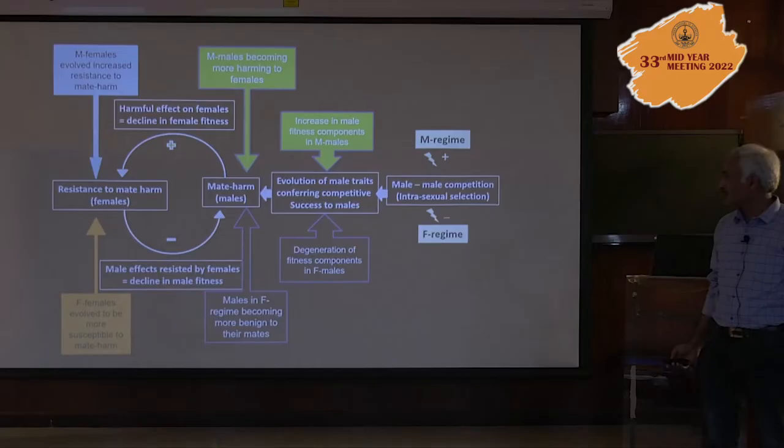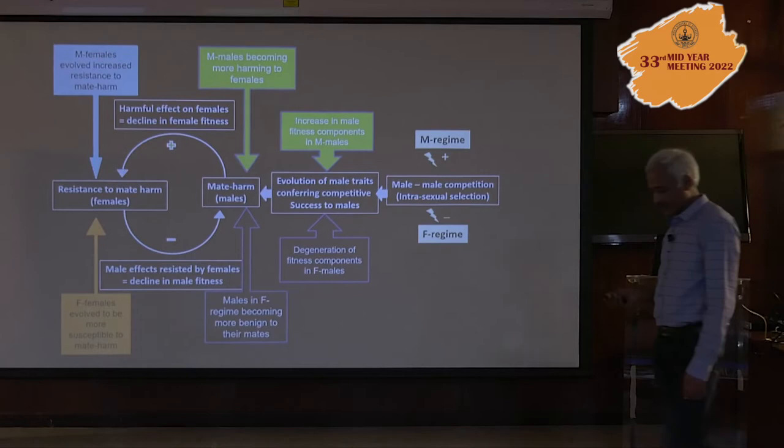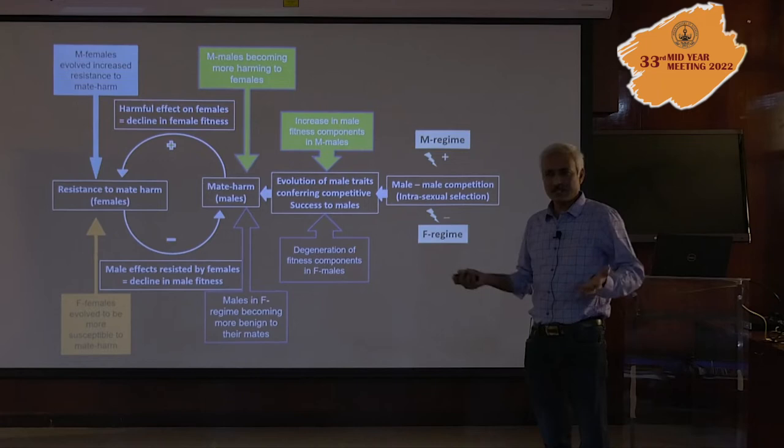So in some sense, we have almost completed evidence for this entire model, but for one piece, which is this. The females have become more resistant, but does that feed back on male fitness? So what we did was we took females from all these populations and put them with males and asked, does the male fitness now get affected?